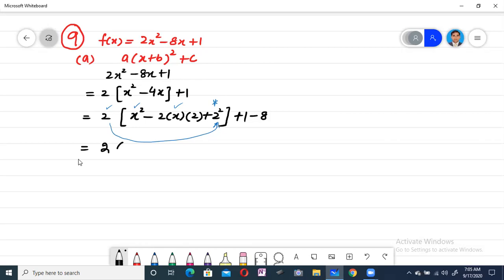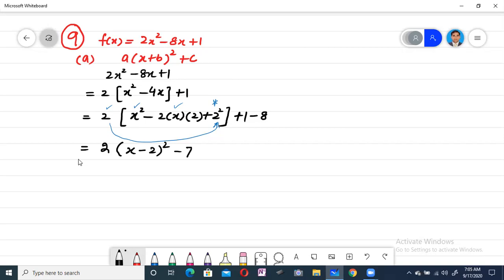2 into, inside the bracket, a square minus 2ab plus b square. That will be a minus b. B is 2 whole square plus 1 minus 8 will be minus 7. This is the form a into x plus b whole square plus c, as required in part A.